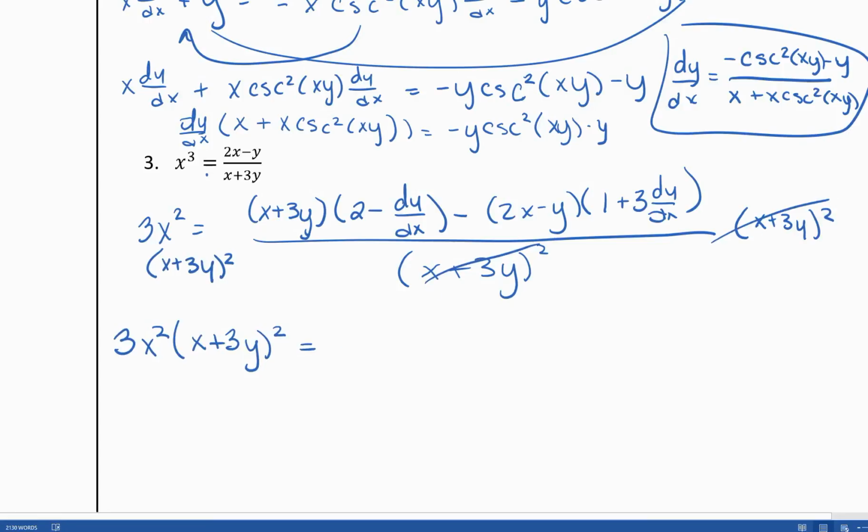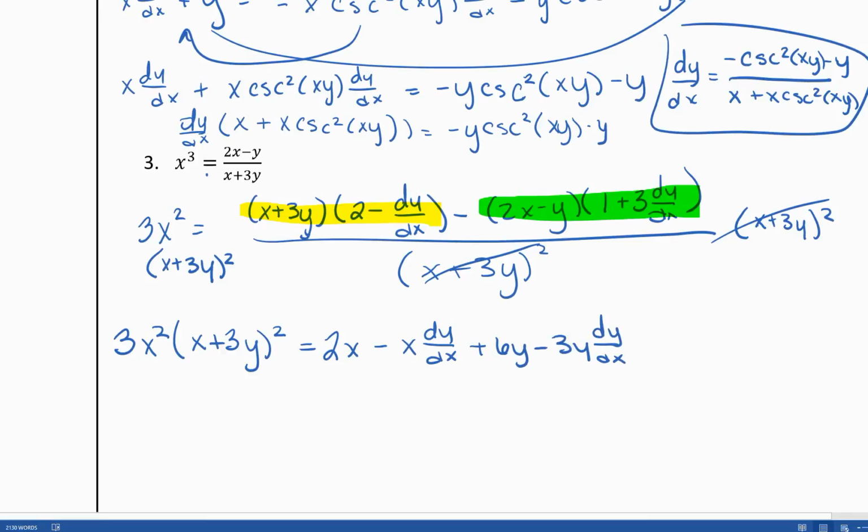and on the right hand side we need to FOIL each of these terms. So we're going to FOIL these out. So 2x minus x dy/dx plus 6y minus 3y dy/dx. Okay, and next we need to FOIL these two terms. We also have this negative 1 kind of out in front, so we're going to multiply each term by a negative 1 as we do it.